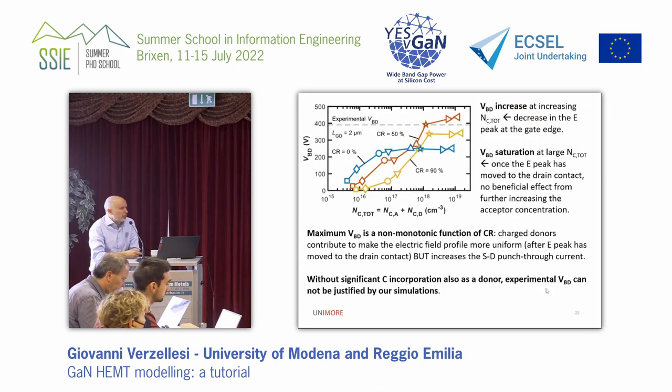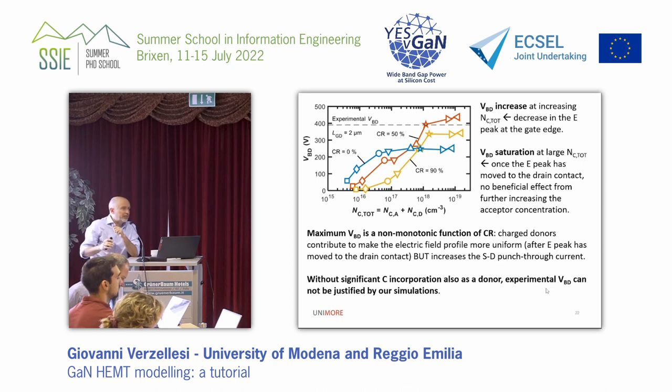On the other hand, if you consider breakdown, we found that there is a correlation between the total carbon concentration and breakdown. As far as current collapse and dynamic Ron degradation effects are concerned, there is a correlation between these effects and the net acceptor concentration. On the other hand, as far as the maximum breakdown achievable by the device is concerned, there is a correlation between this parameter and the total, so the sum of acceptors and donors.